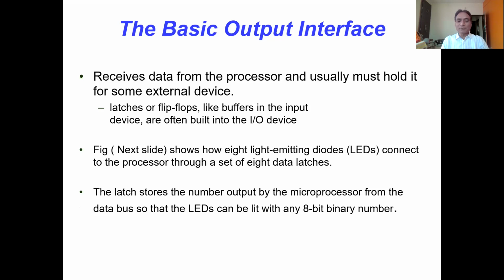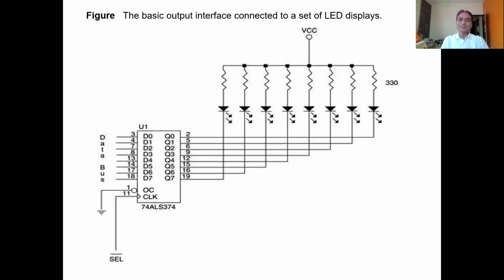The latch stores the number output by the microprocessor from the data bus so that the LEDs can be lit and an 8-bit binary number can be displayed. This is the simple output interface circuit. You can see here, this is the latch. This is the data bus. The input of this latch is the data bus, and the output is connected to the LEDs. Without this latch, if you connect the data bus directly to the LEDs, it will be difficult for us to visualize the data. So in order to visualize the data, this latch is very, very important.